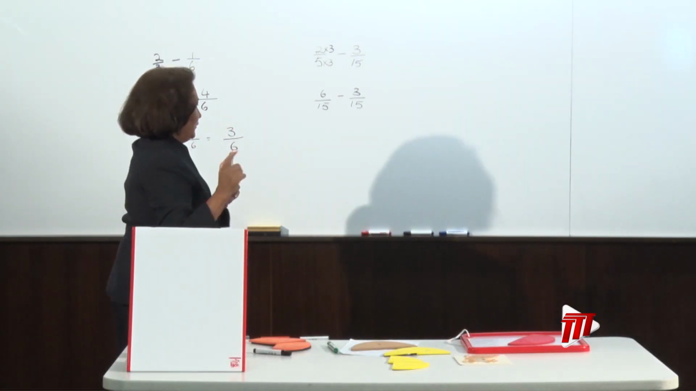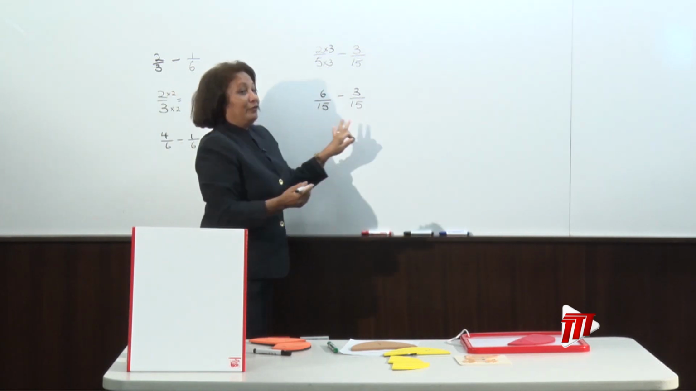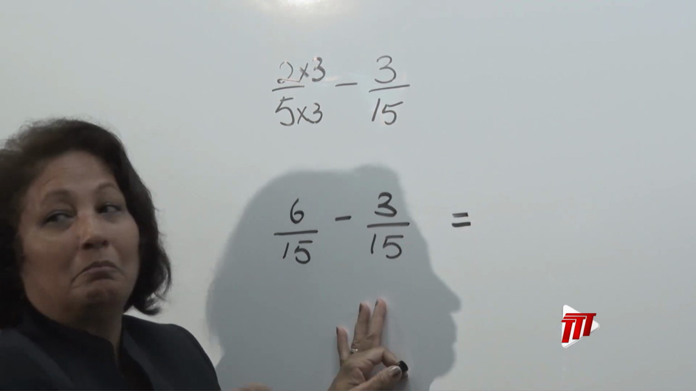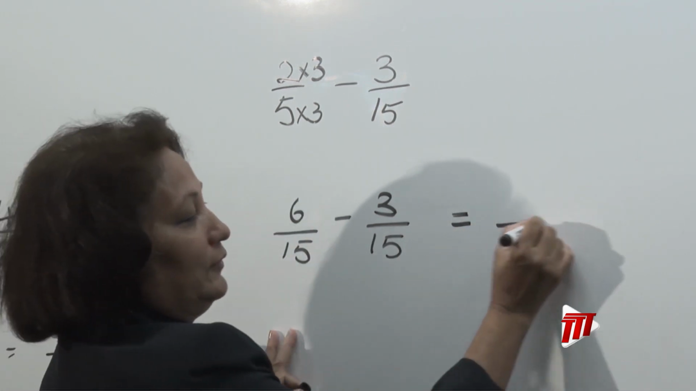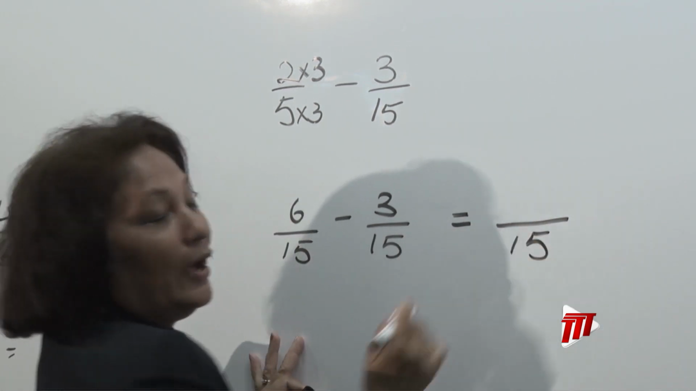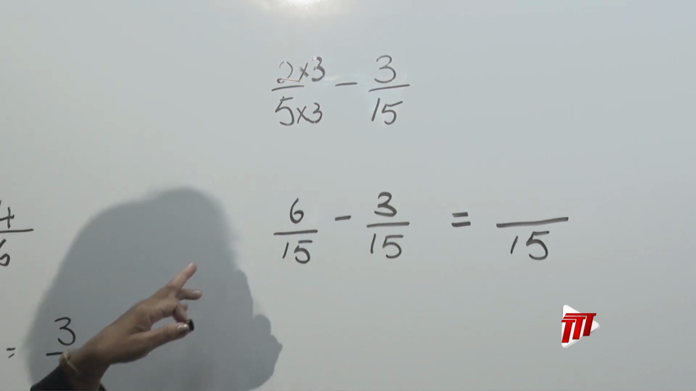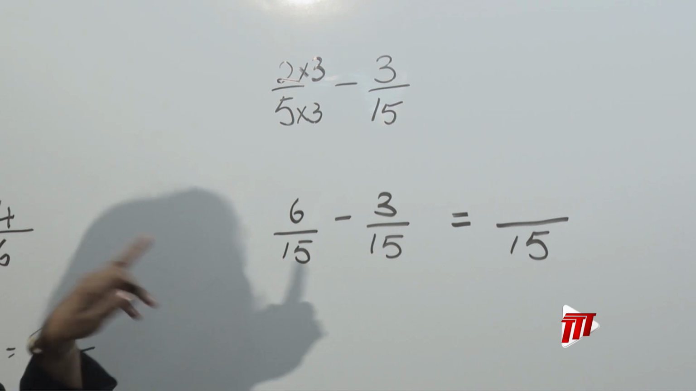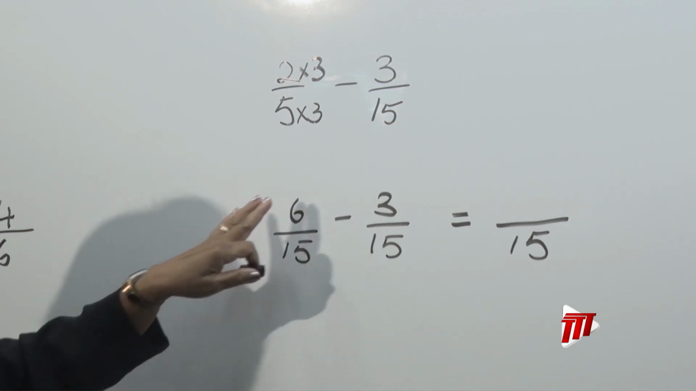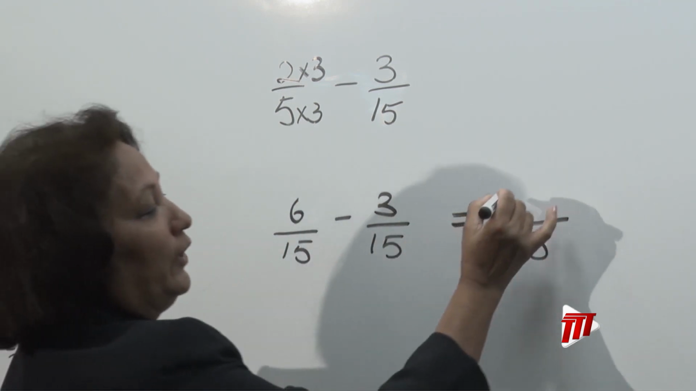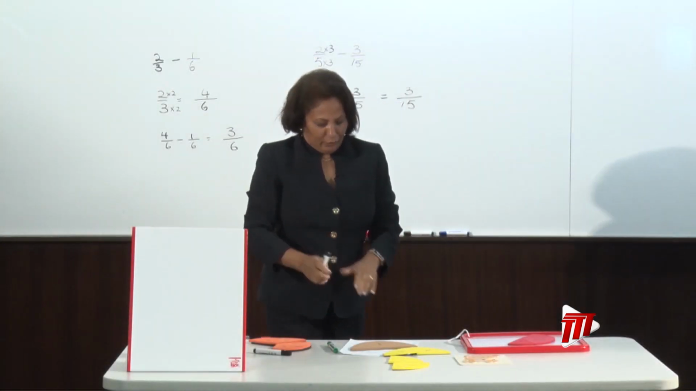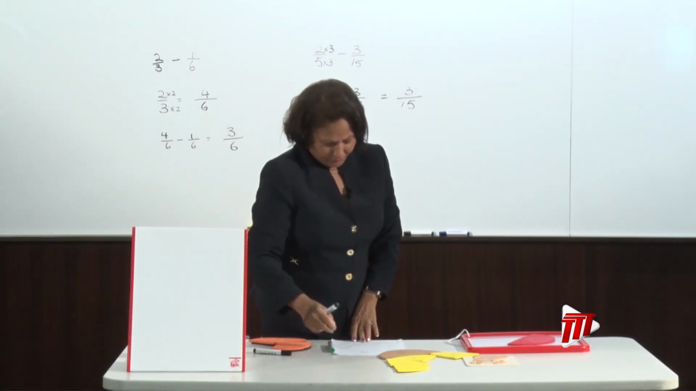Checking now, are the denominators the same? Good, right? You're getting the hang of it. So if the denominators are the same, what would the answer denominator be? Excellent. It would be the same as what you had before. The numerator, therefore, would be the difference of these two. So 6 minus 3 would give me an answer of 3/15. All right?